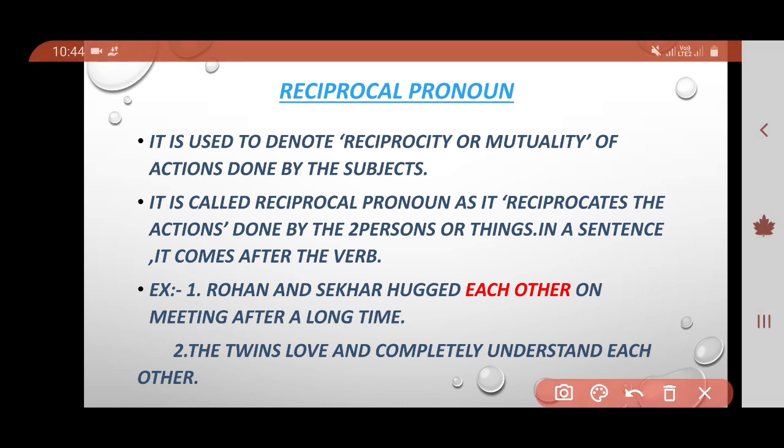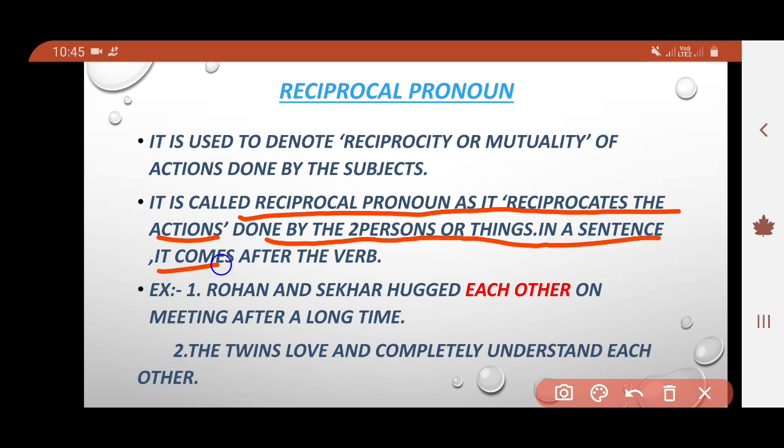What is reciprocal pronoun? Reciprocal pronoun is used to denote reciprocity, or mutuality of actions done by the subjects. It is called reciprocal pronoun as it reciprocates the actions done by the two persons or things. In a sentence it comes after the verb.